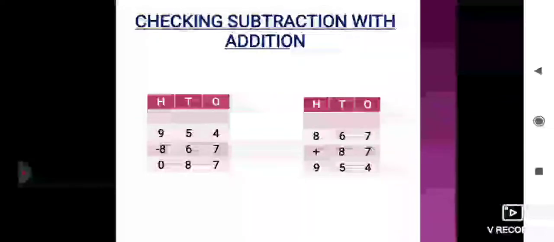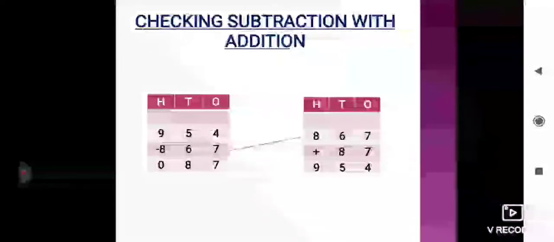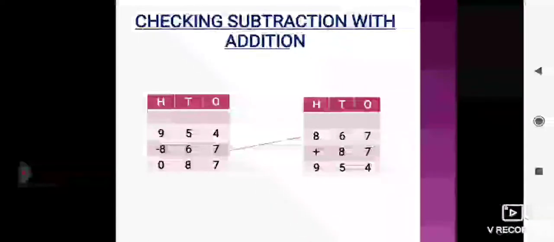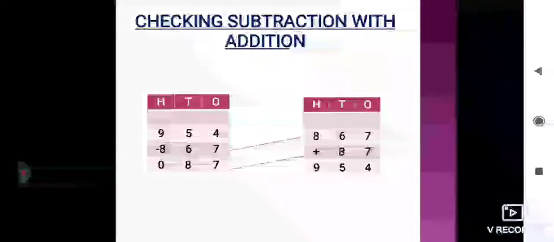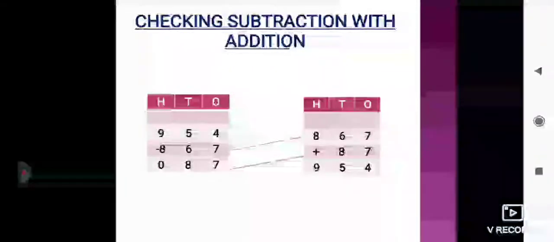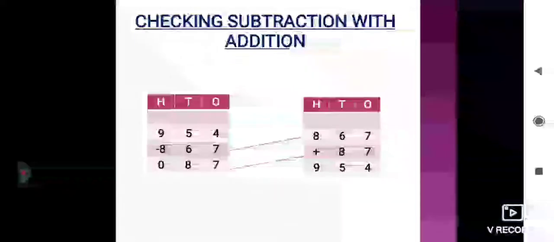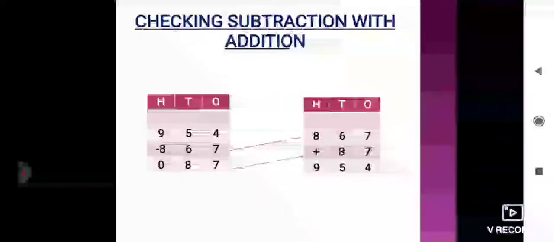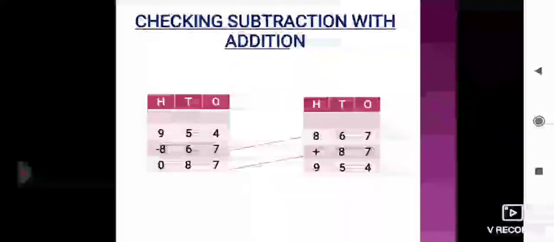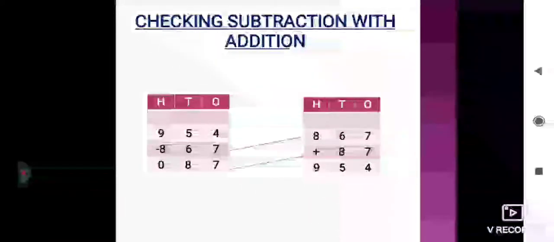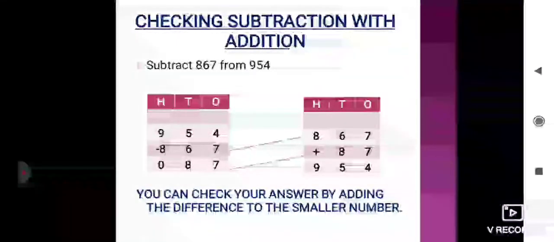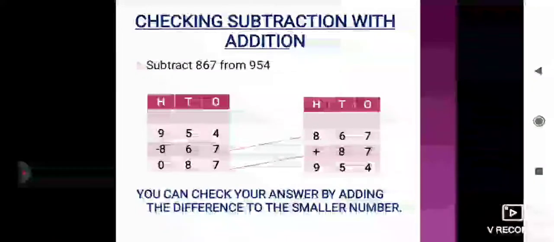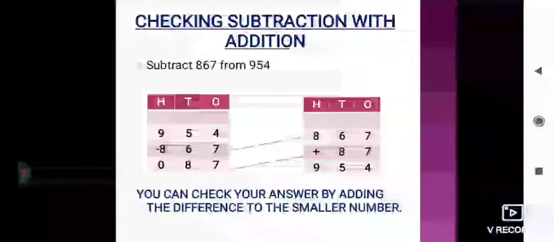So you have observed that 867, the number which you have subtracted, and 87, the difference. When you add these two numbers, you will get the answer, and this number should be the same. It should be the same number from which you have subtracted the third number. If it is the same, then your subtraction is correct. So this is one way of checking your answer. You can check your answer by adding the difference to the smaller number.